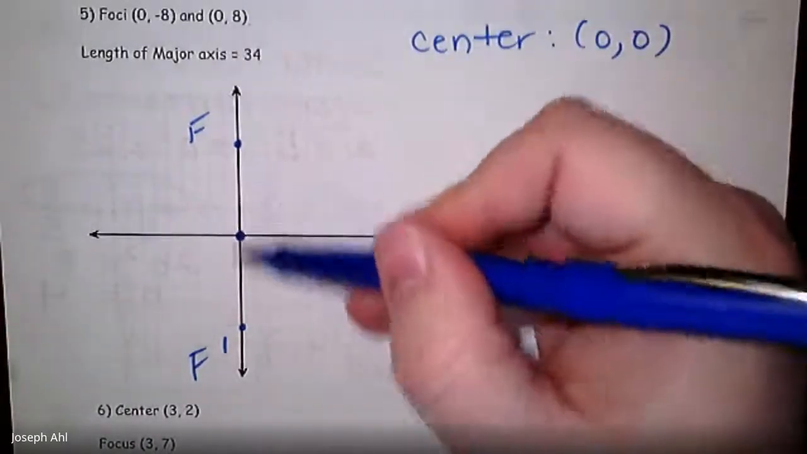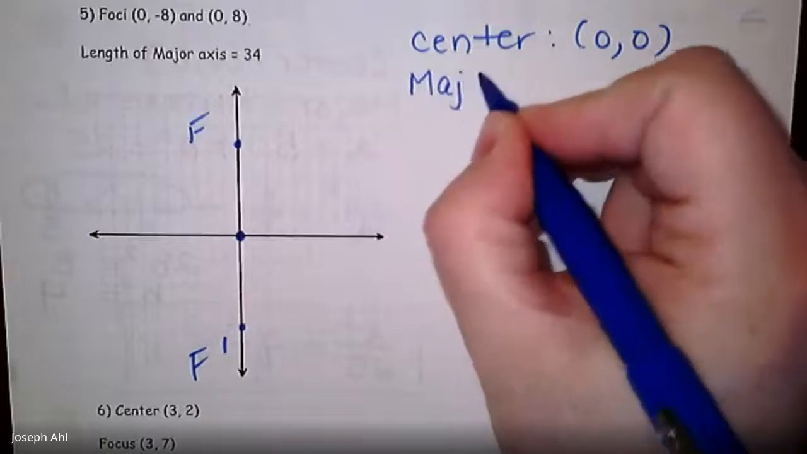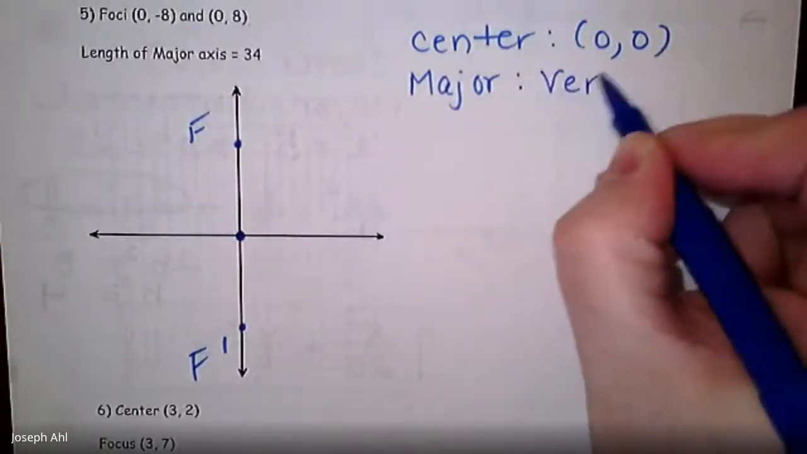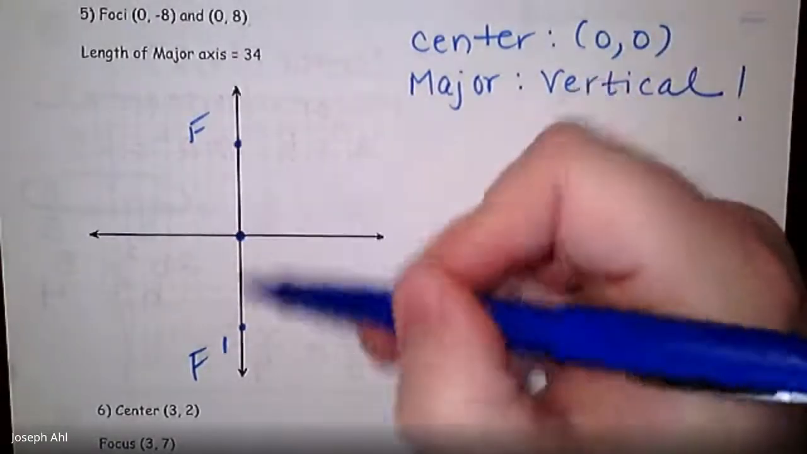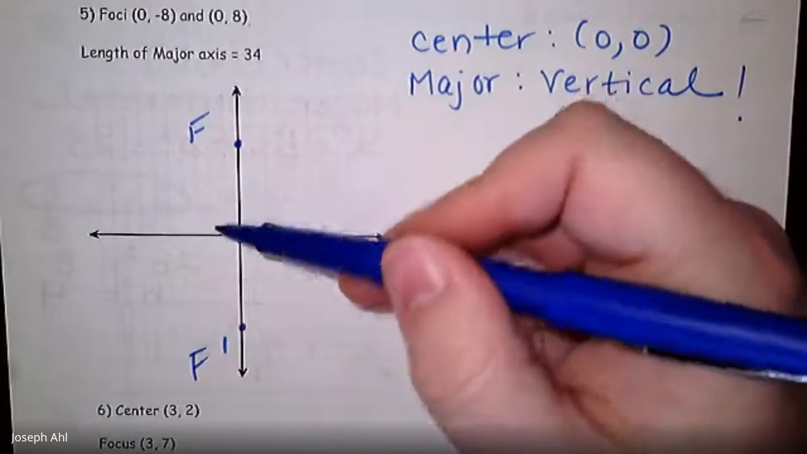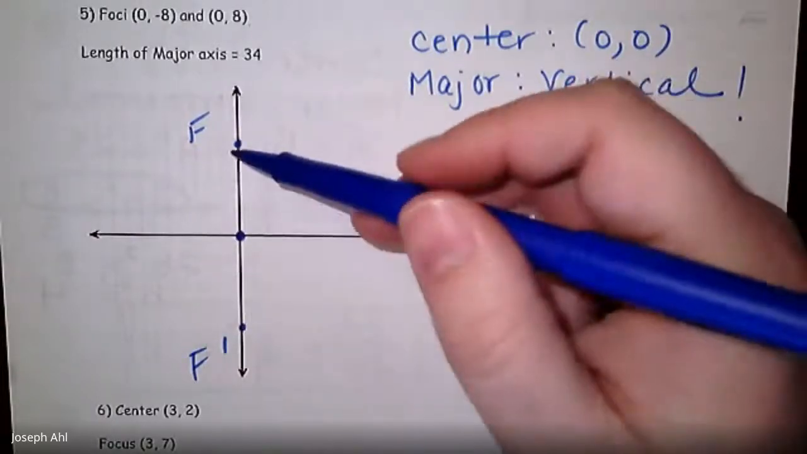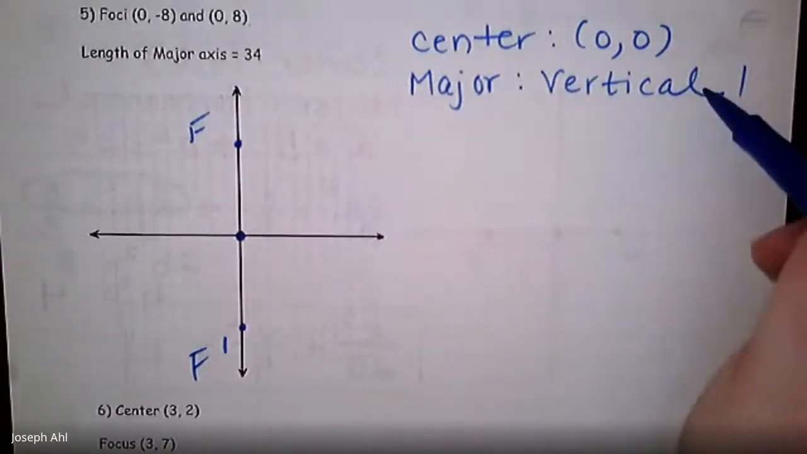And based on the location of the foci, I do know which way the major axis goes. And I know what you're saying out there. Finally, we get a major axis that's vertical because the foci go up and down. The foci are on the major axis. They're in line with the vertices. So if I knew where the vertices were, they would be going up and down as well. Okay, we definitely know the major is vertical.